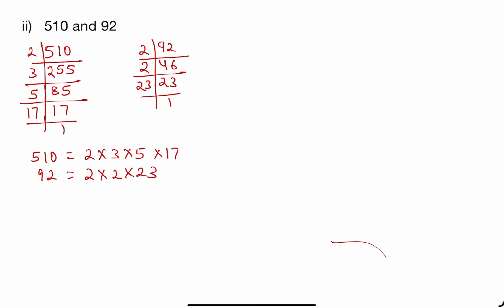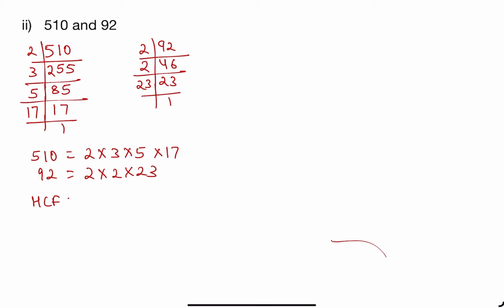Now, how to find HCF? Highest common factor. So, the highest common factor is only 2. And then LCM, lowest common multiple. So, first, common number 2 and rest all numbers. 3 into 5 into 17 into 2 into 23. Then it will come 23,460.